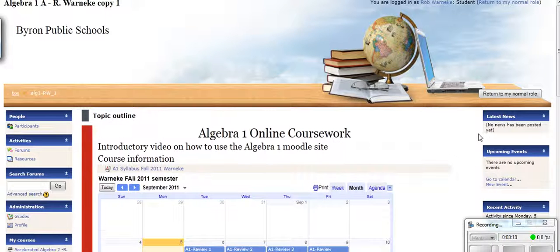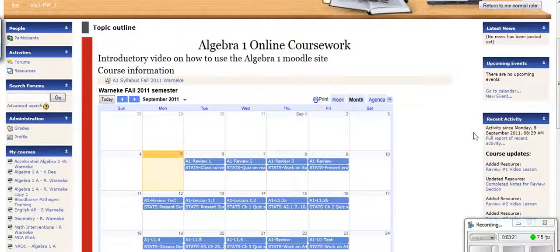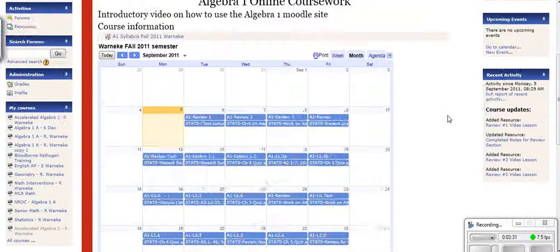So that's it. Hopefully this gives you a good idea of how to use the site and helps you realize that it's a very valuable tool and resource to you at home and to your parents and family if they want to help you.